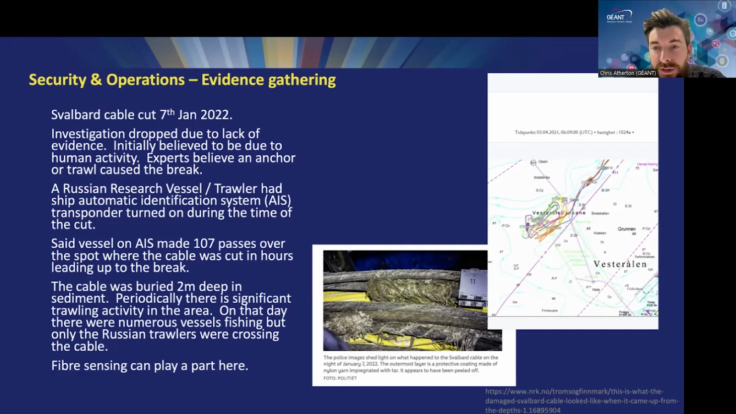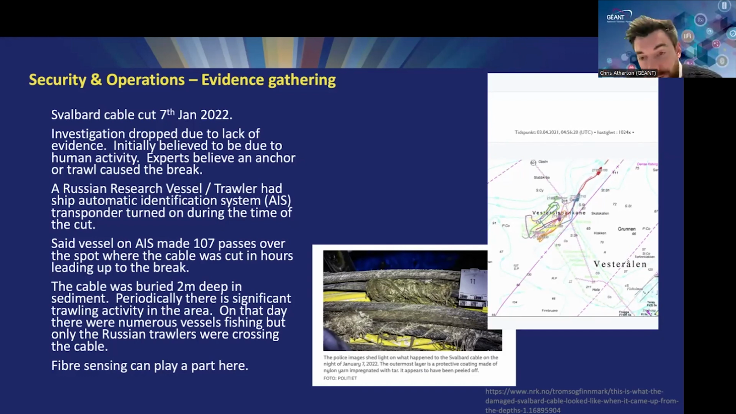Unfortunately, the authorities had to drop the investigation because they didn't have enough evidence that it was that particular vessel which cut the cable. This is because there was a lot of trawling going on in the area at the time. There were a number of vessels which crossed over the cable path, all of them Russian, by the way, but it wasn't a specific vessel that they were able to attribute the cut to, even though they have strong suspicions that it was a particular vessel that did it.